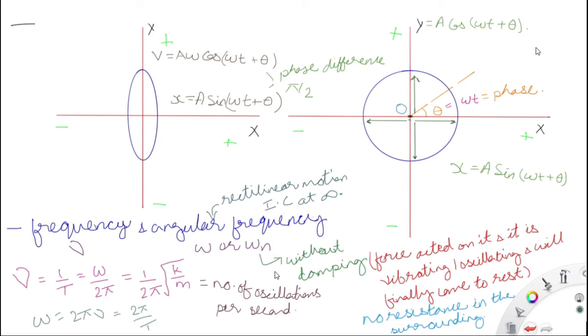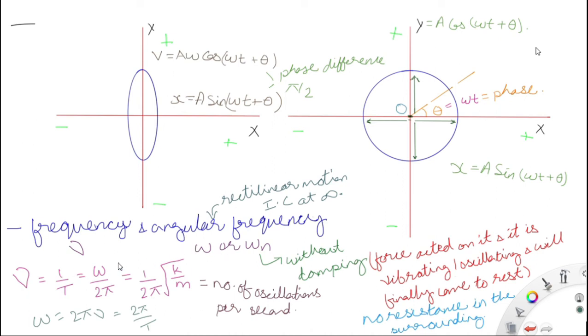Natural frequency is the one in which the oscillation is happening without damping. Once the force acts on it, the body vibrates naturally and finally comes to rest without facing any resistance from the surrounding.